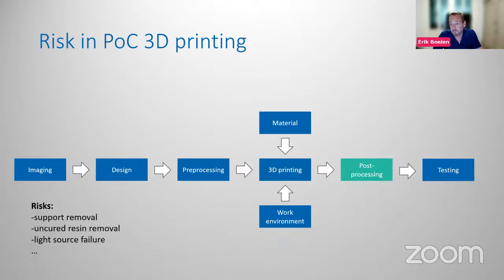In post-processing, you have to remove supports. If you don't remove enough, if you remove too much, uncured resin needs to be properly cleaned off. Also here, you're probably using a UV oven to cure the parts. What if you have a light source failure? You typically don't look into the UV oven. So is your part properly cured?